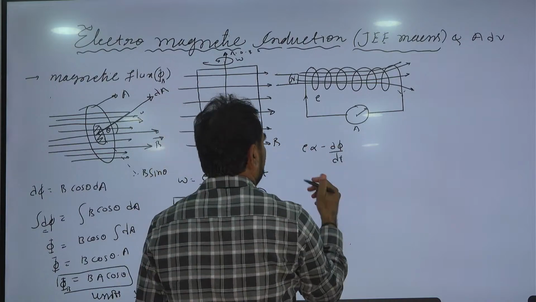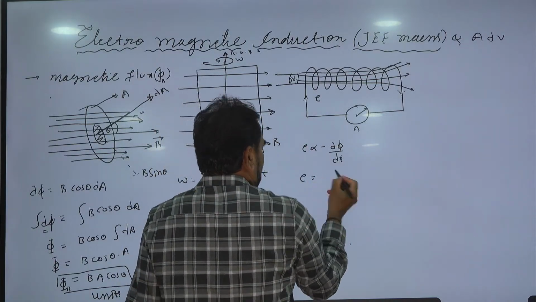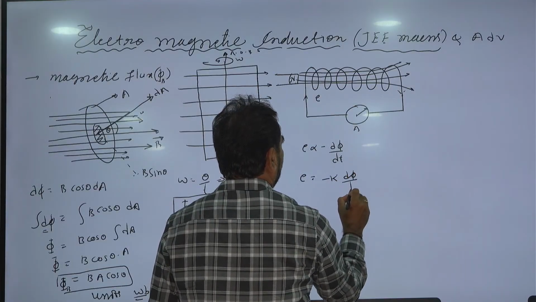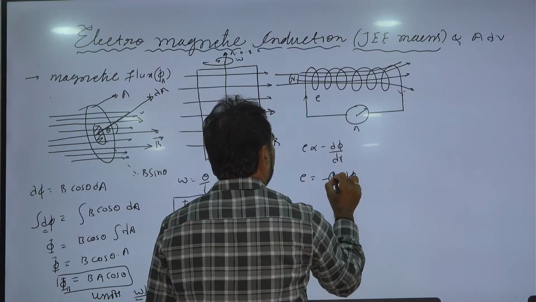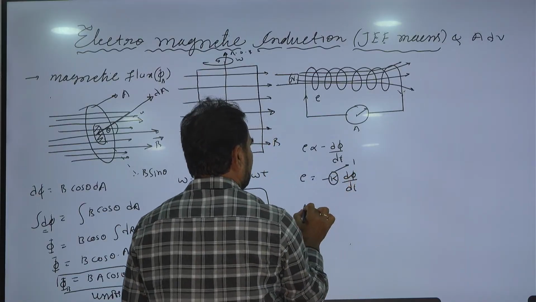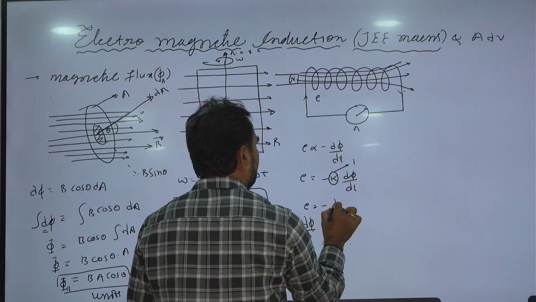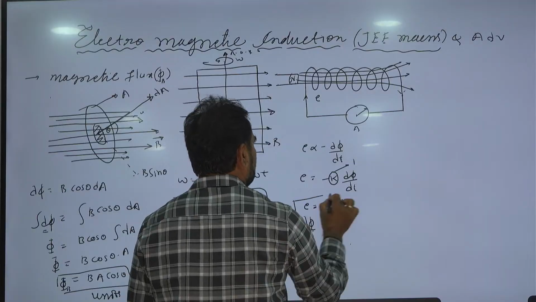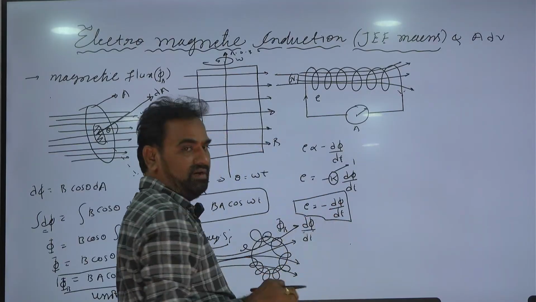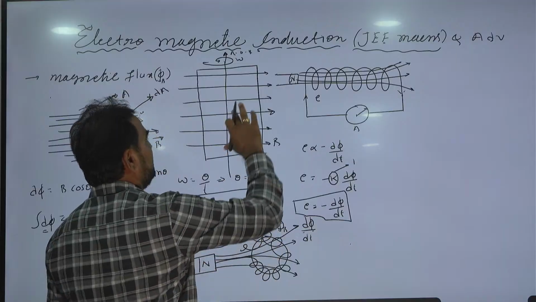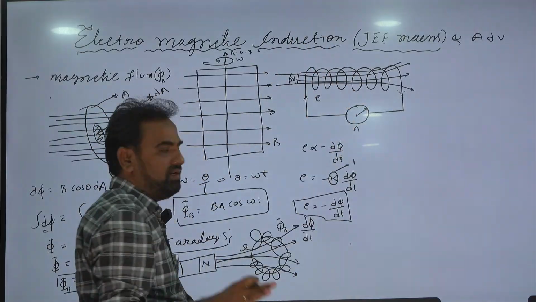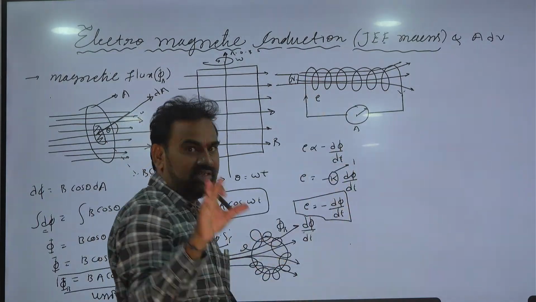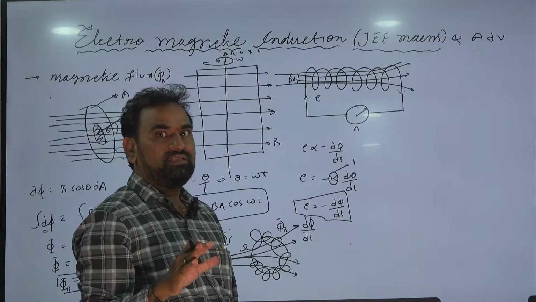So from this, E is equal to some constant minus k into d phi by dt, where this constant value is treated as 1. That is, E is equal to minus d phi by dt. This is called Faraday's law. That means whenever there is a change in magnetic flux across the coil, an induced EMF is induced in that same coil. So this is called Faraday's law.